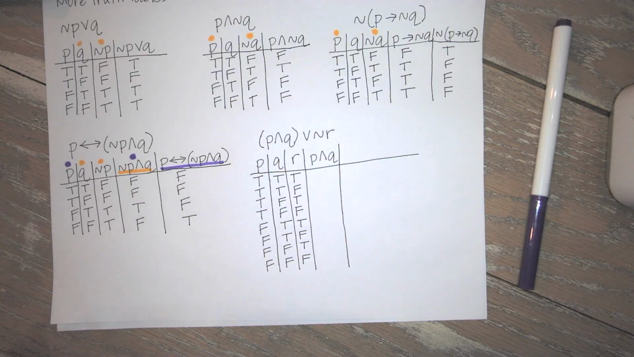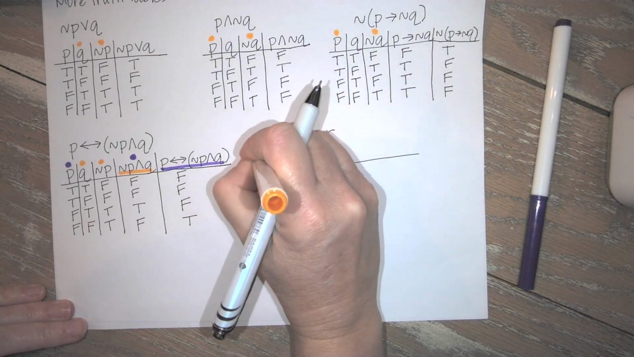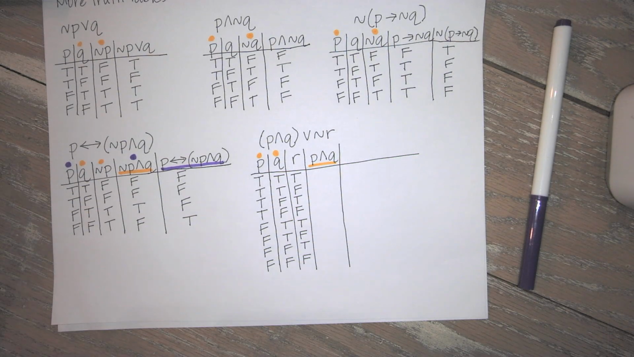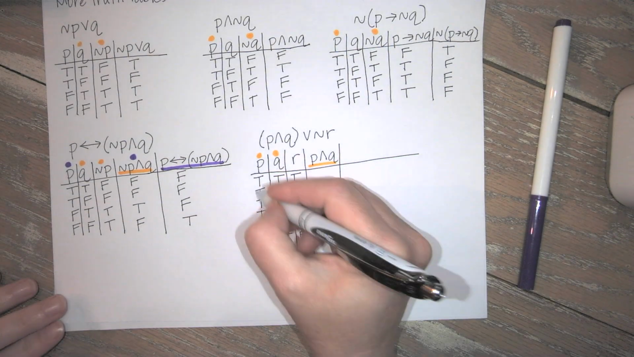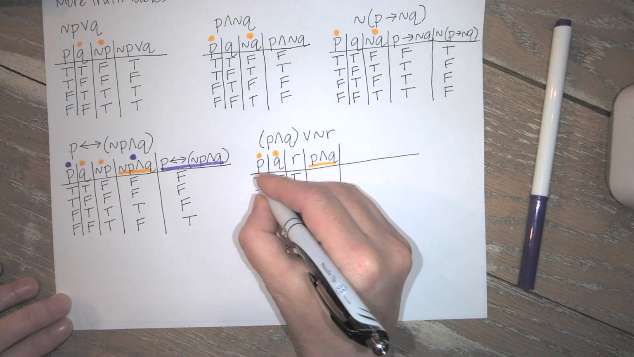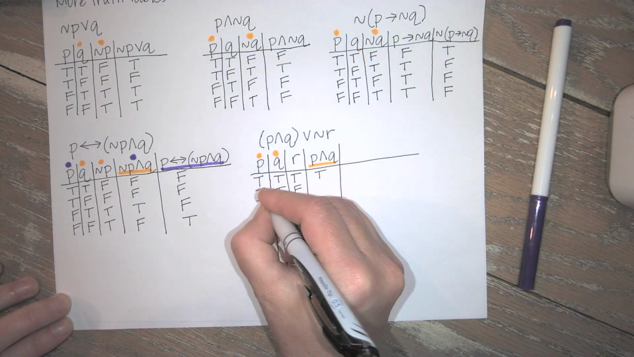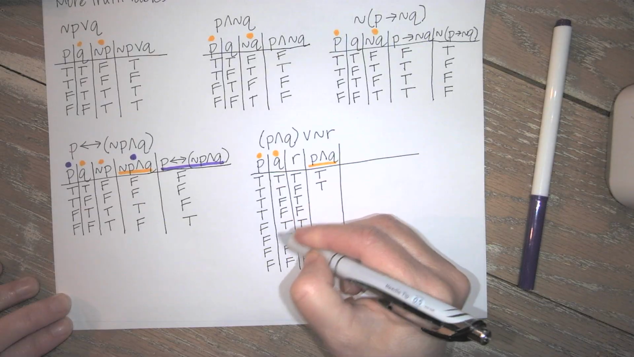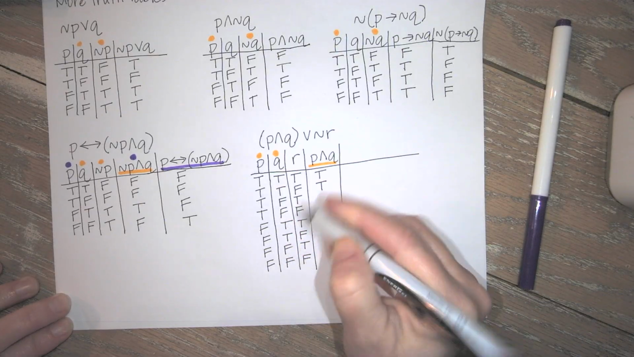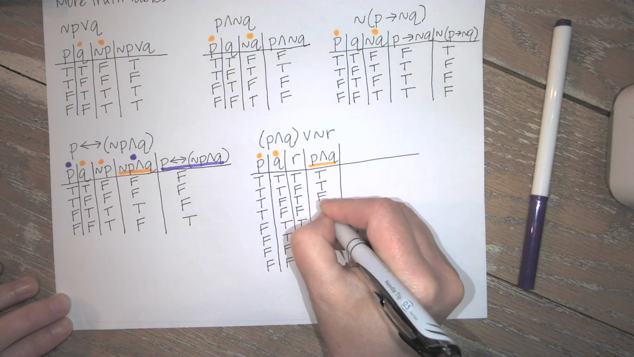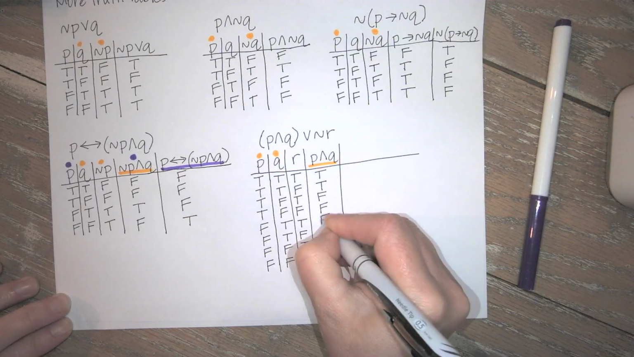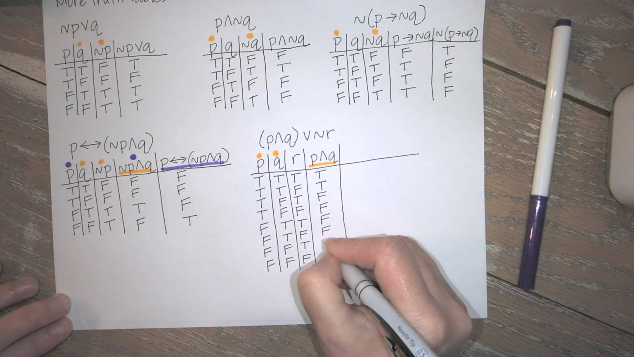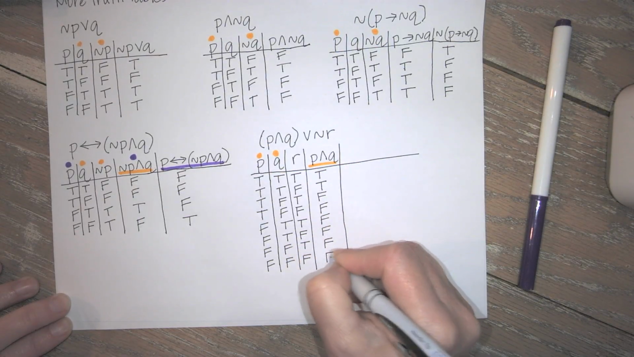All right, so for P and Q, we're looking at our P and our Q to make this one. An and statement is only true when they're both true. So this first one, they're both true. The second one, they're both true. I do not think we have another one where they're both true. So the rest of the other 6 possibilities will be false.